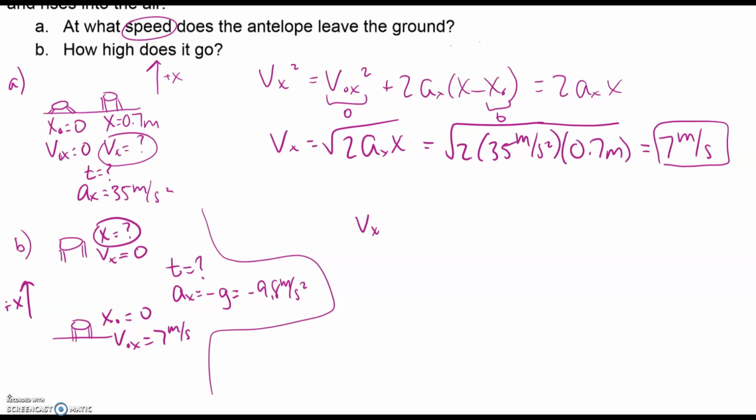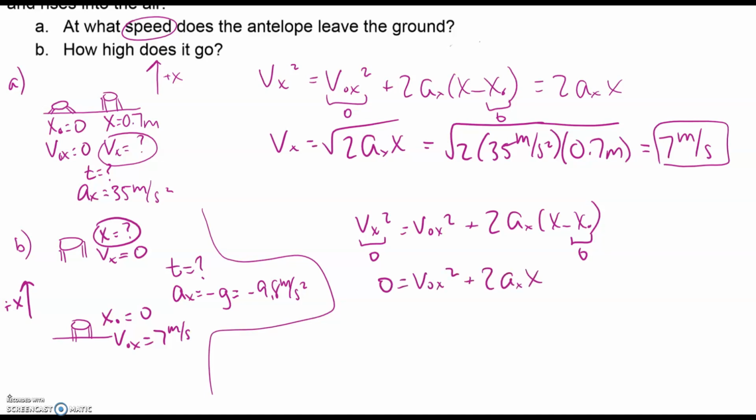Again, same equation that we used before. Plugging in 0 values, looking at our knowns and unknowns. Our final speed is 0, and we're saying our initial position is 0. So we have 0 is equal to our initial velocity squared plus 2 times the acceleration times our final position. So rearranging this for position gives us negative initial velocity squared over 2 times our acceleration.